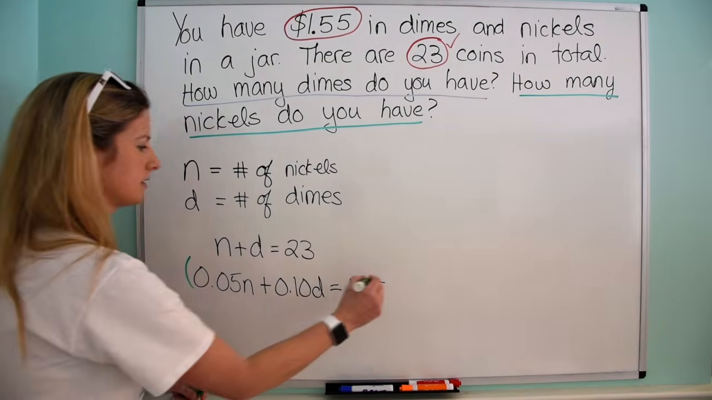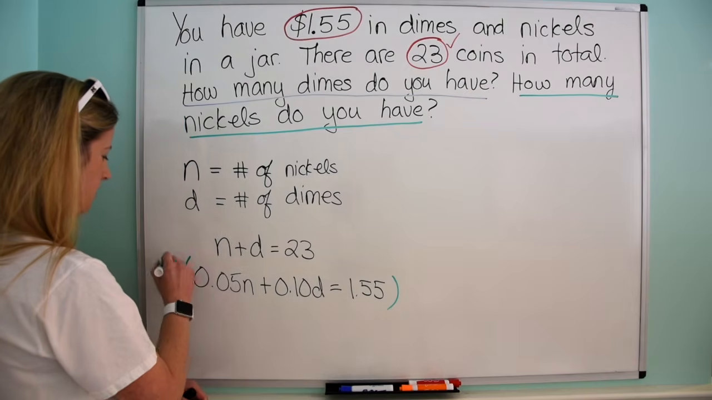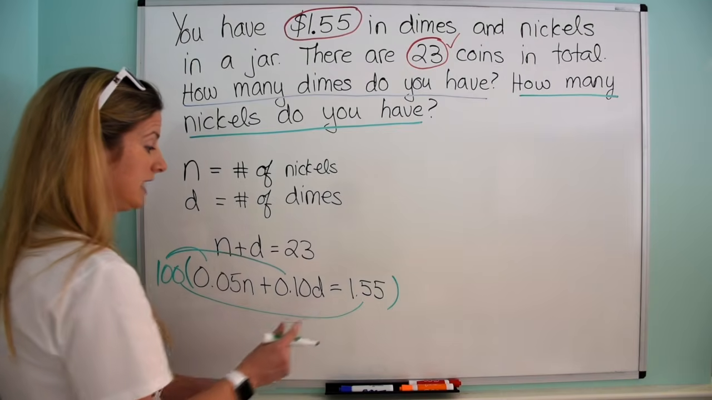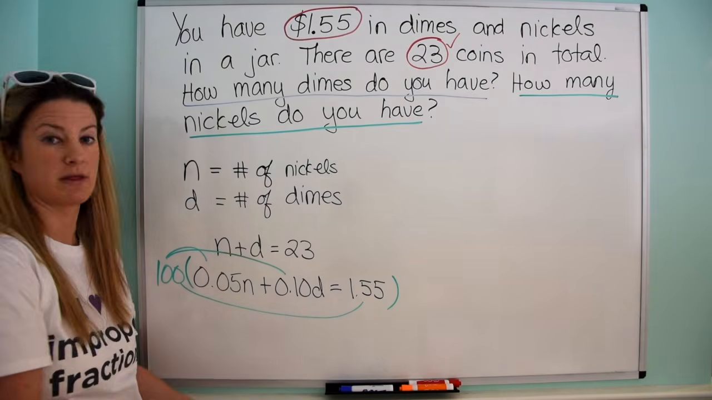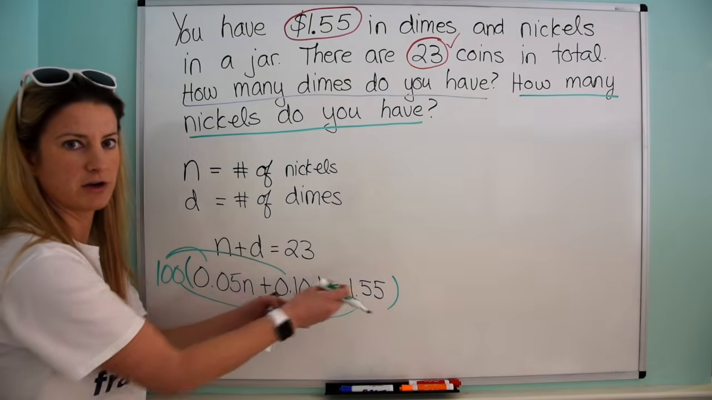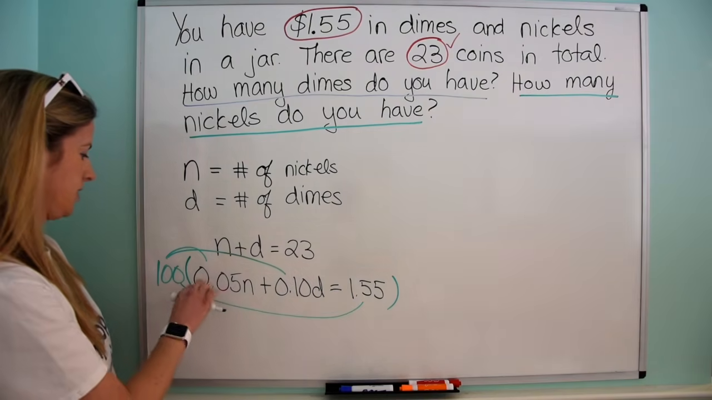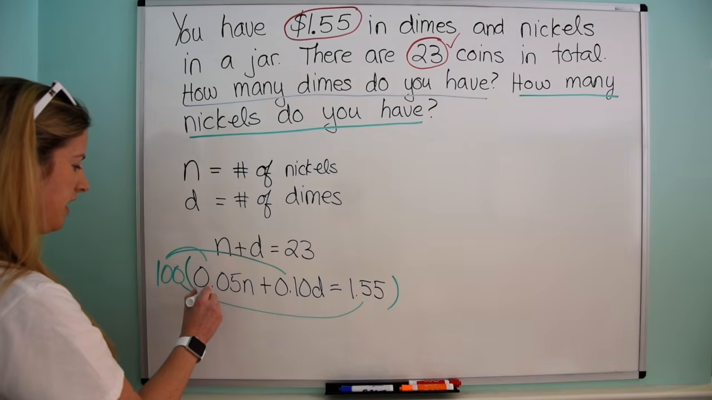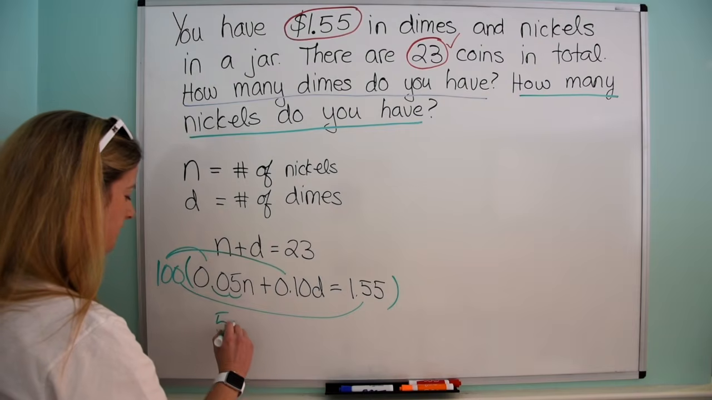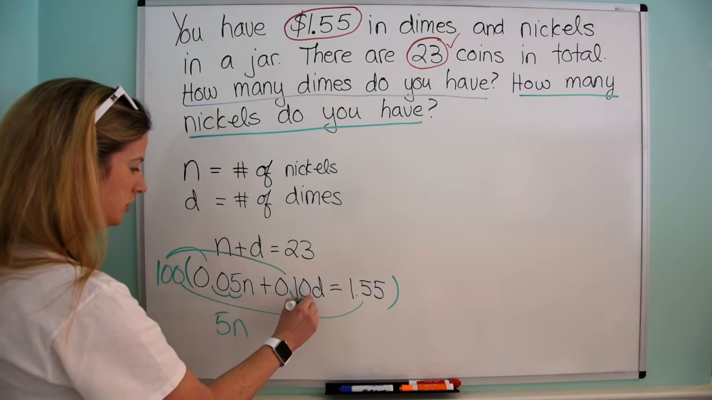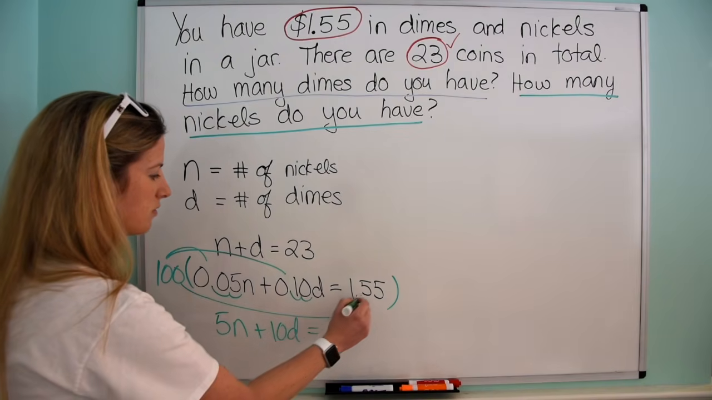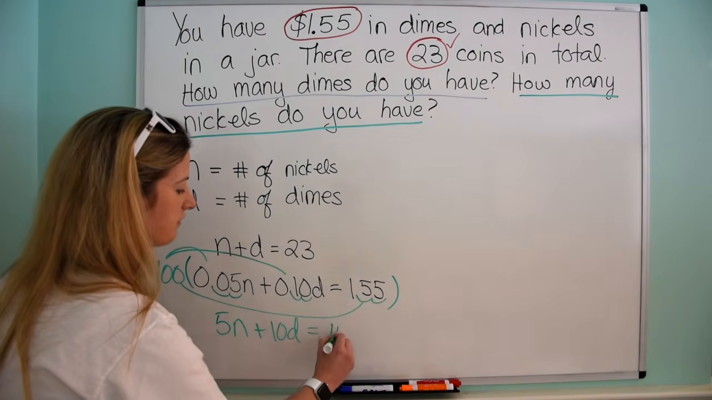So I'm gonna take this and multiply it by 100, okay? Boop. And always draw in your lines. I can't tell you how many students do this and forget to draw the lines, and then this gets multiplied by 100, and oops, they forgot that, and they multiplied that by 100, okay? So make sure you draw those lines in. Okay, so 100 times 0.05, all I'm doing is moving the decimal point. So that's just gonna be 5n, okay? And again, move the decimal point, 1, 2. That's going to be plus 10d, okay? And that's gonna equal, move the decimal point, 1, 2, 155.